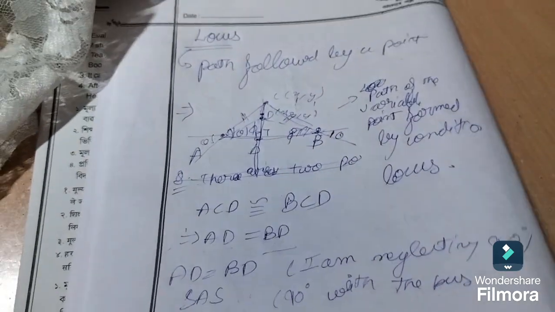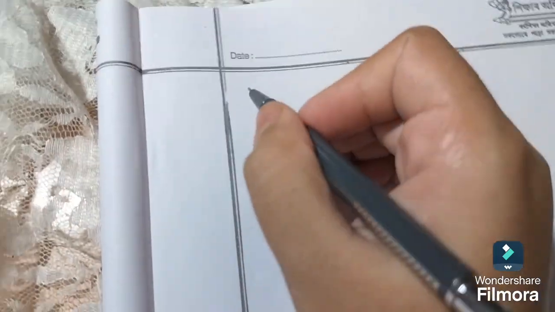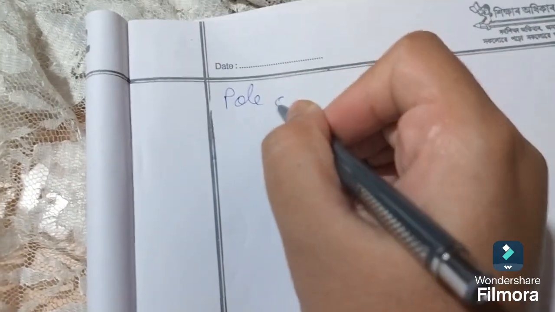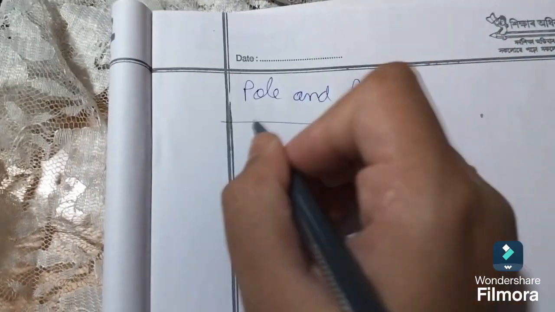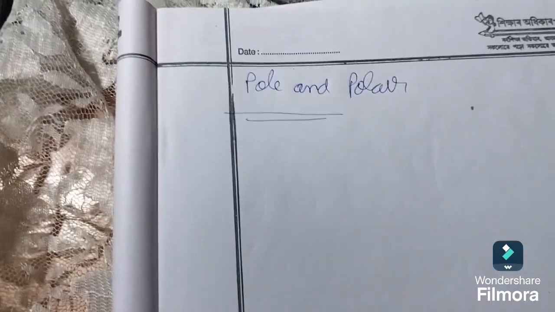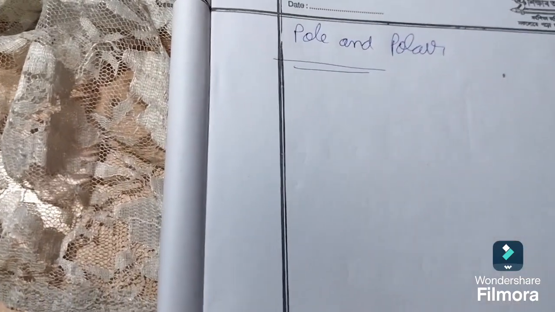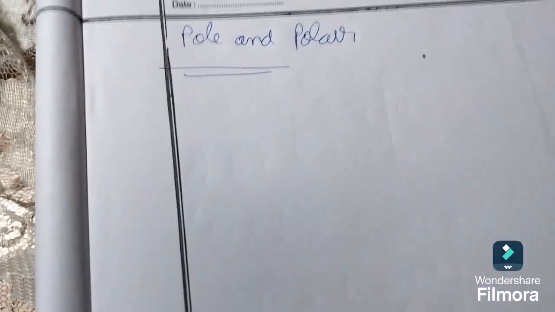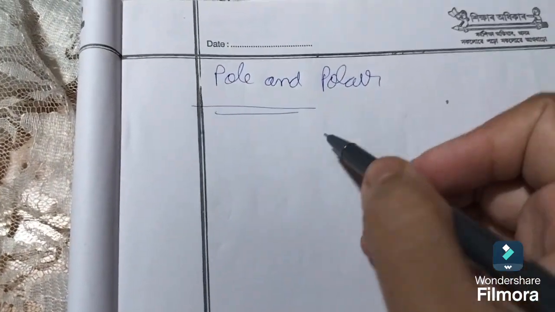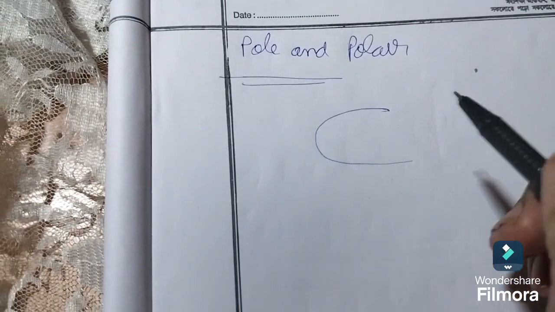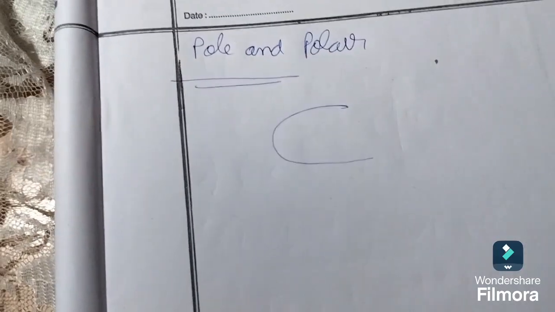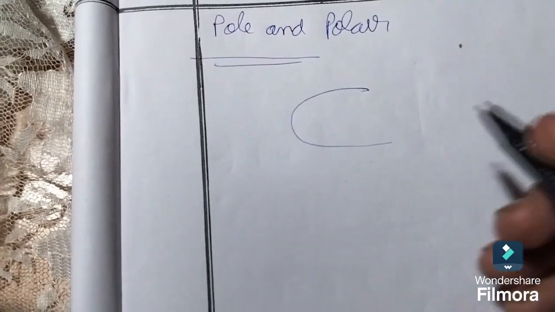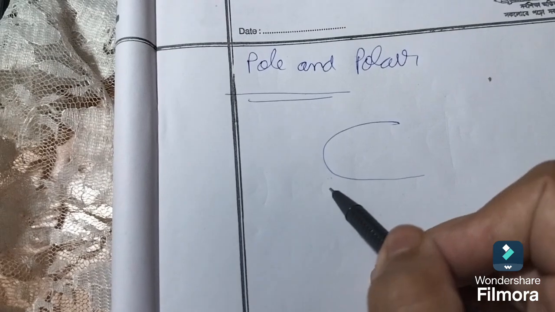Now let's come to pole and polar. Now you will understand pole and polar. What is pole and polar? Pole and polar is basically, I have said that there is a curve. Okay, there is a curve, and in that curve there is a point P outside the curve.